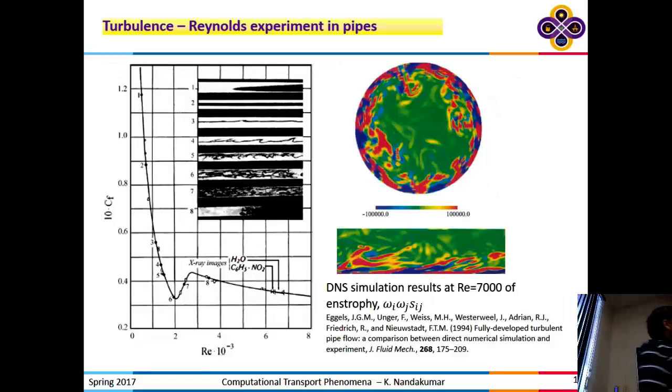So here you see the friction factor against Reynolds number. You see that this is the laminar regime, and you have a transition regime, and you have a turbulent regime. And in the turbulent regime, by solving the Navier-Stokes equation through DNS, that means a very, very, very fine grid, allowing for all three velocity components to be present, people have computed.